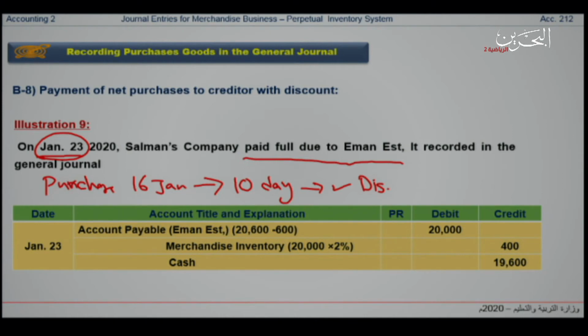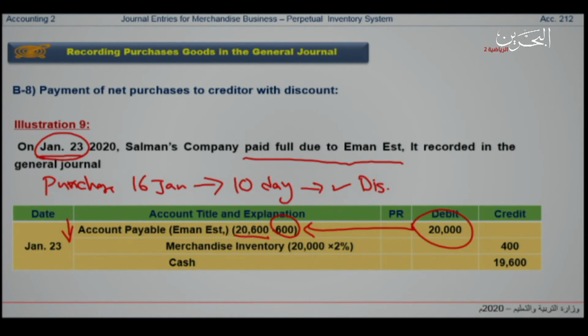If I pay the liability I have, my account payable will decrease. How can I get the amount of account payable? The amount will be the 20,000, but how can I get it? Before, I purchased 20,600, the amount of the merchandise that I purchased, I subtract the 600, the amount of the return, and I get this 20,000, the amount of the account payable.